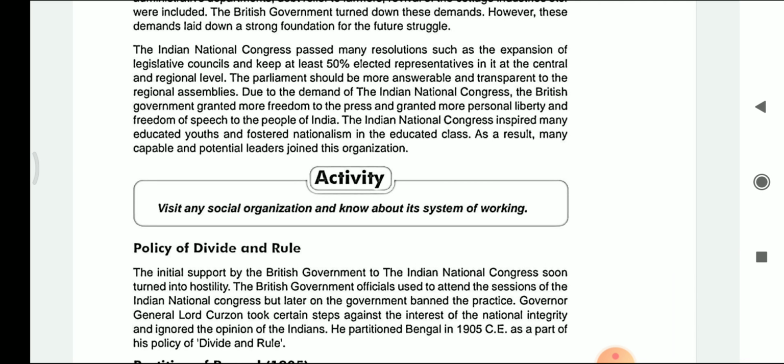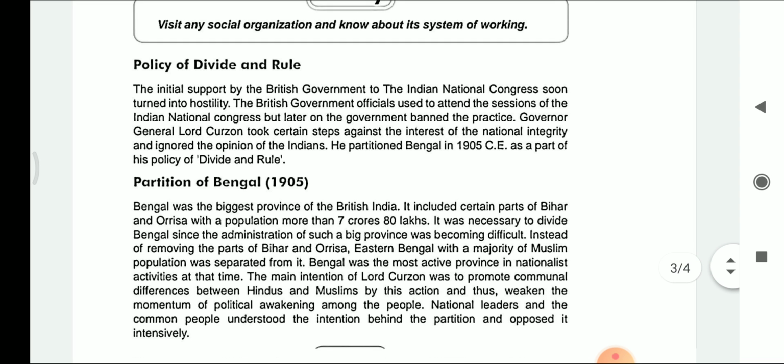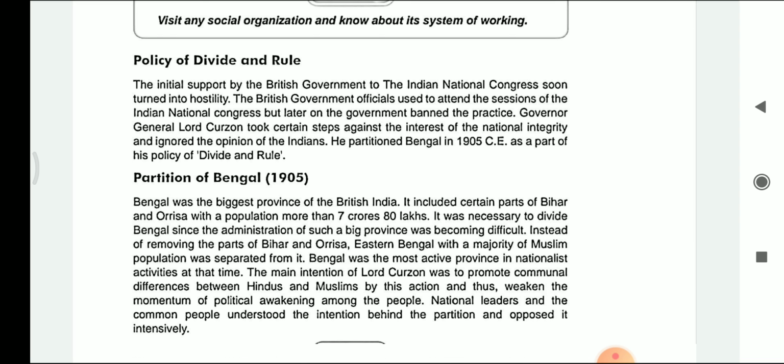As a result, many capable and potential leaders joined this organization. As this freedom was granted to the people of India, the Indian National Congress encouraged the educated youths, and hence the feeling of nationalism was fostered in the educated class. That means it was developed in the educated class, and as a result, many capable leaders started joining this organization. The very next topic is the policy of divide and rule.